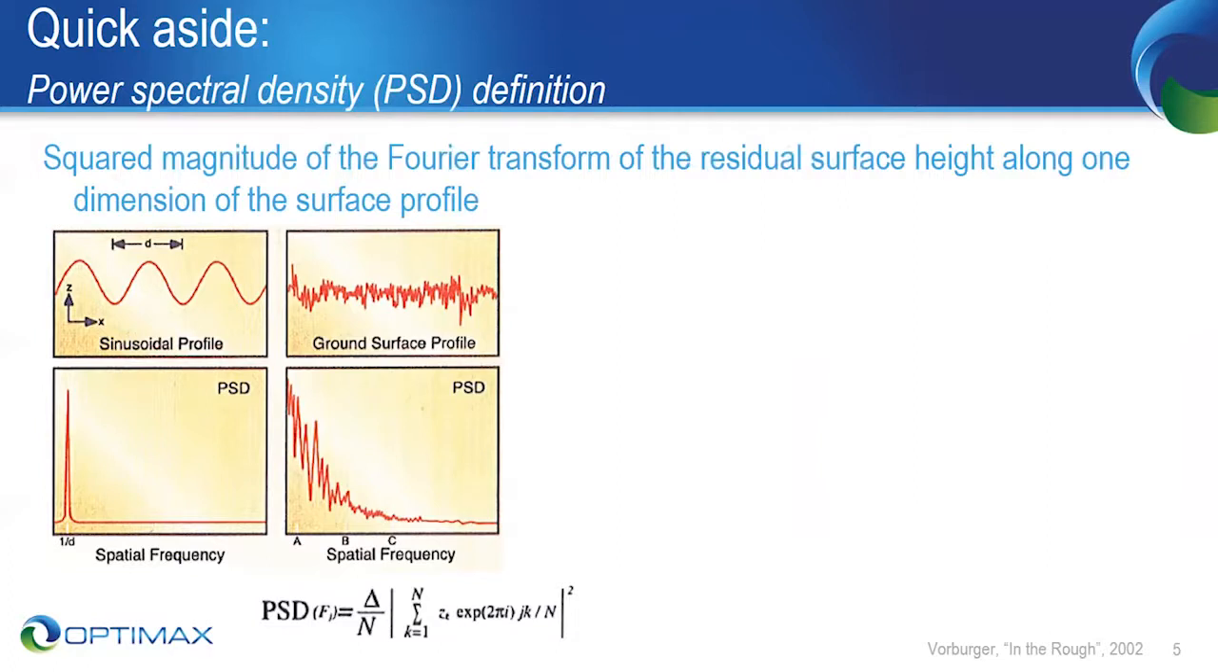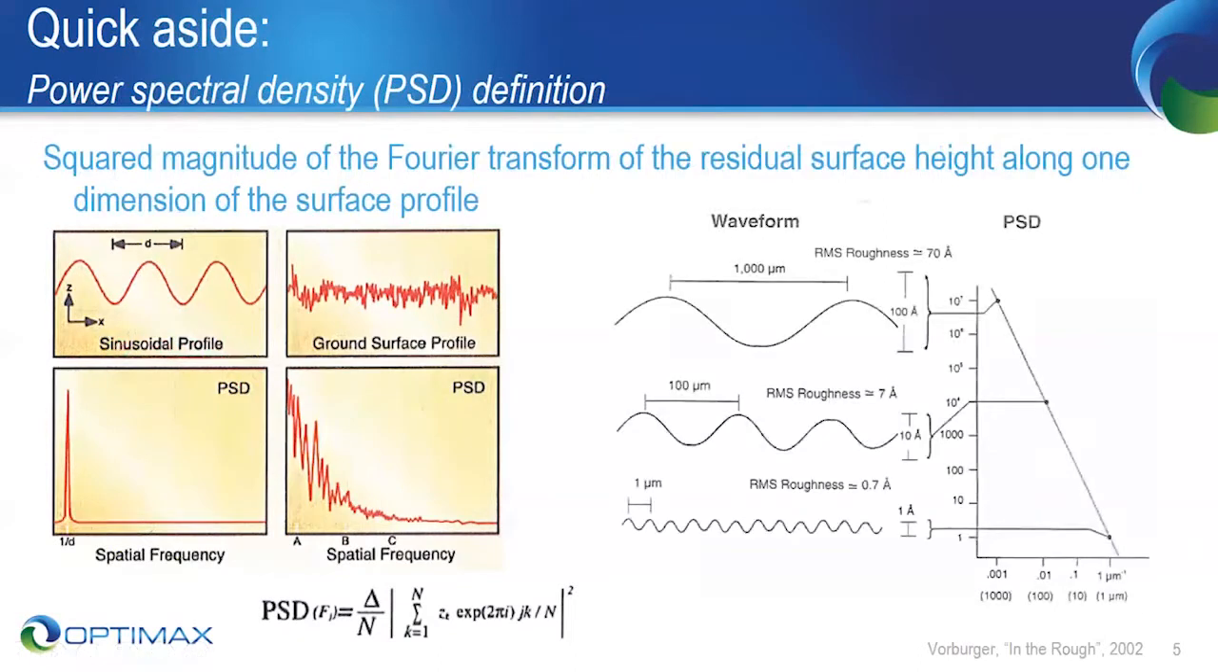But most optical surfaces don't have this straight sinusoidal profile. They're much more randomized. They have a lot of different spatial frequency content in there. On the other side here, the ground surface profile and polished surfaces have very similar types of PSD plots. What you have here is more of a line that indicates there's a lot of different spatial frequency content on the surface. You can also think of different points on the PSD plot as corresponding to different spatial frequency patterns on the surface.